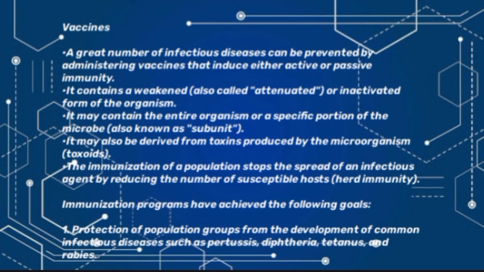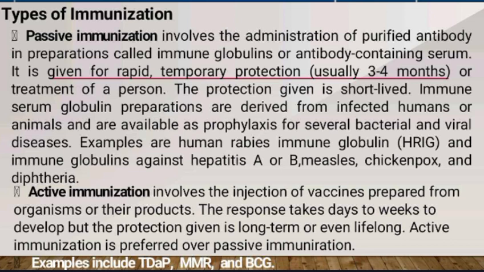Herd immunity. So in short, the vaccine was discovered to stimulate the immune system of our body to produce antibodies to immediately destroy the organisms that enter our body. So there are two types of immunization, the passive immunization and the active immunization.